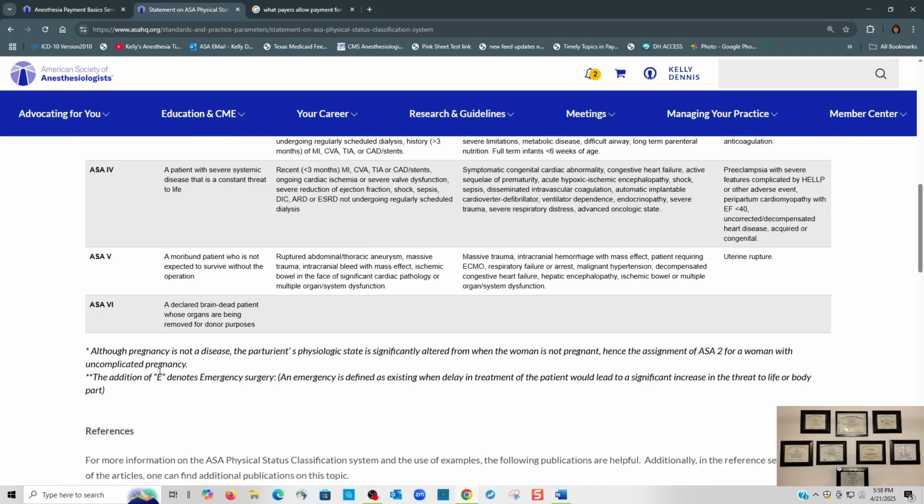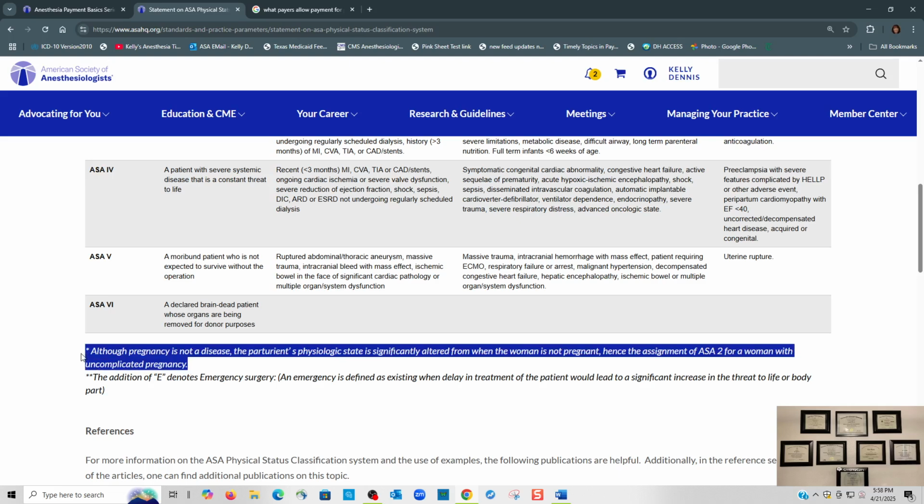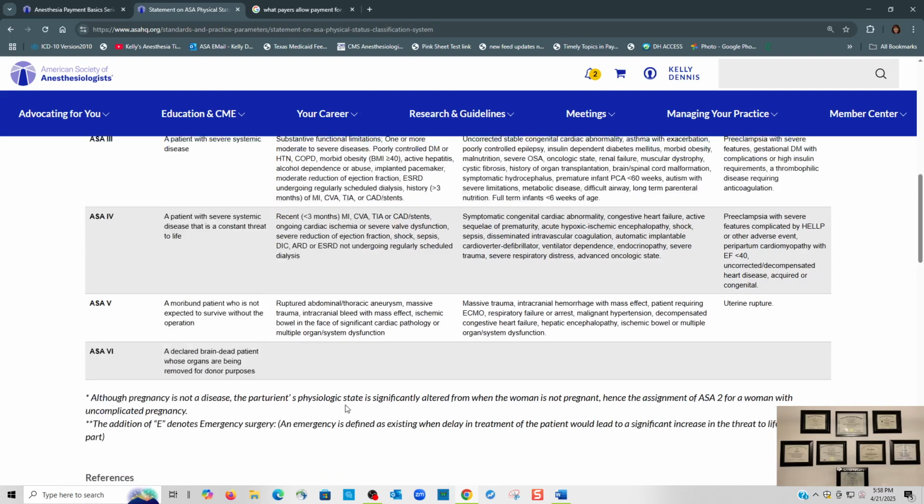If you see a P1 on a pregnancy patient and a P2 elsewhere, this is why, because maybe they didn't know that although pregnancy is not a disease per the ASA, the patient's physiologic state is different from someone who's not pregnant. So that's why they add that additional on there.